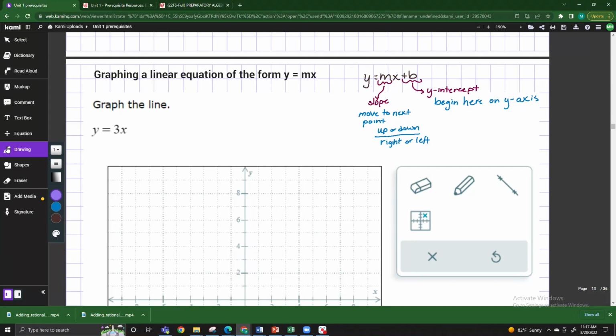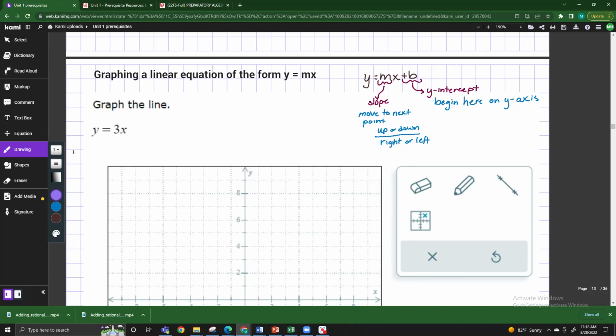So remember, when we have y equals mx plus b, that plus b is the y-intercept. That is telling you where you're going to begin on the y-axis. The m is always your slope, and we like slope to be a fraction. If it's not a fraction, make it a fraction by putting it over 1. And slope is always telling you how you're going to move from one point to the next, which is always up and down, and then left or right. So m is for move, which is slope.